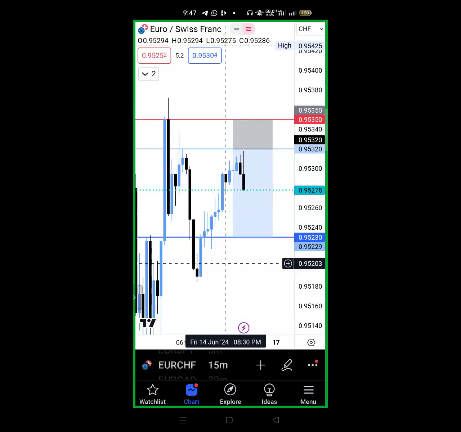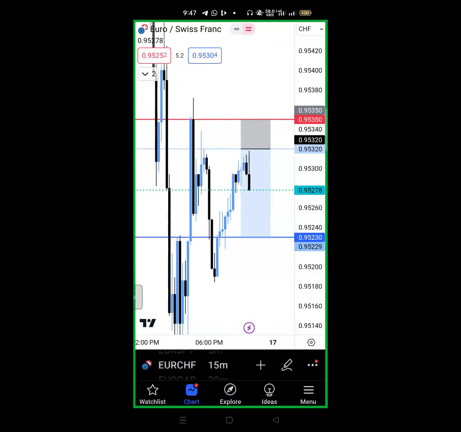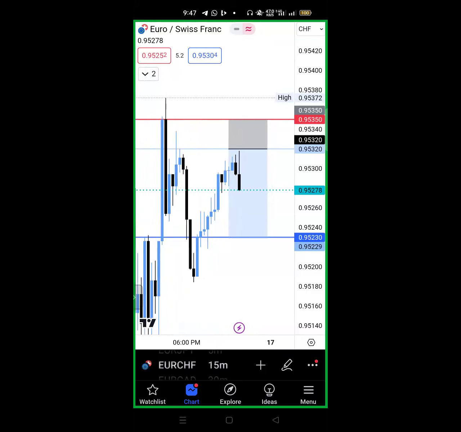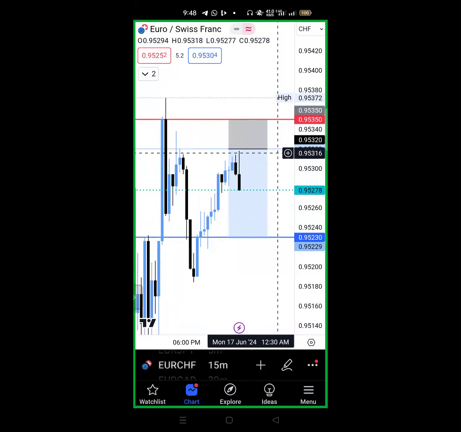So now that you've seen this trade and you want to take it, when do you enter this trade? When do you enter this trade? Now, first of all, you know that there is what we call liquidity around there.